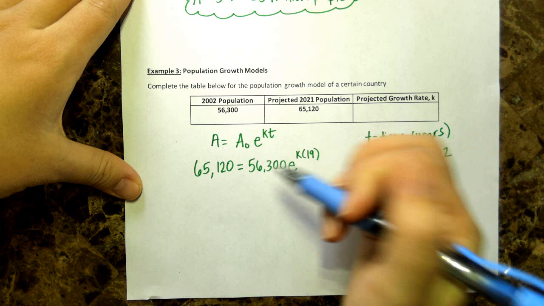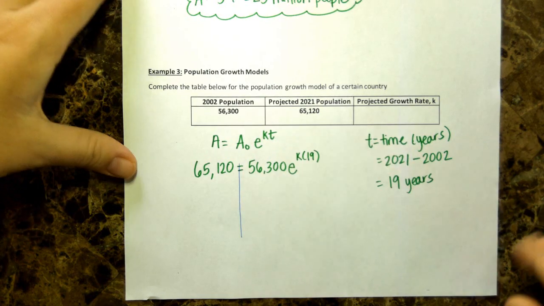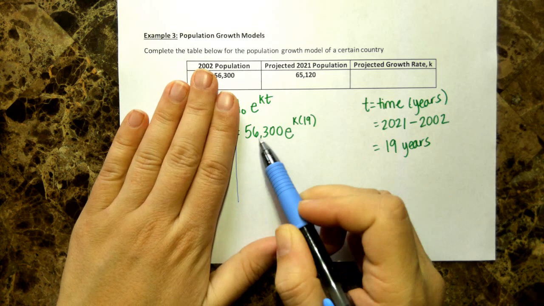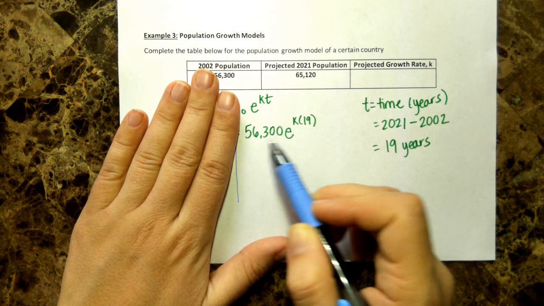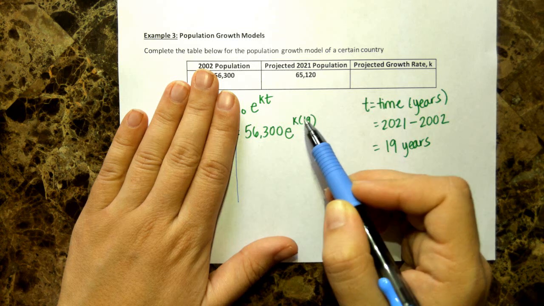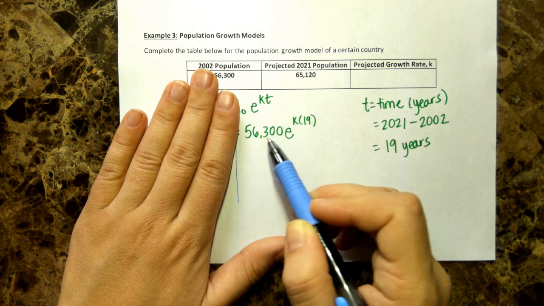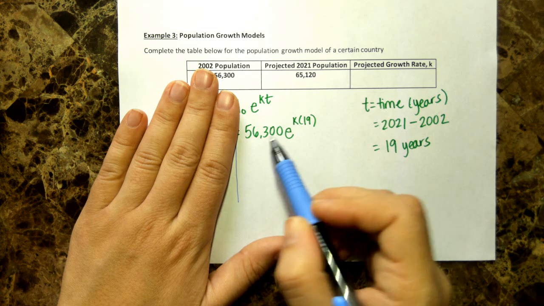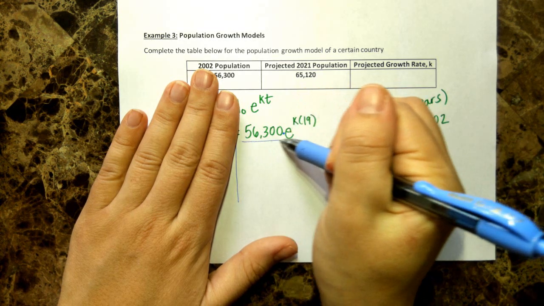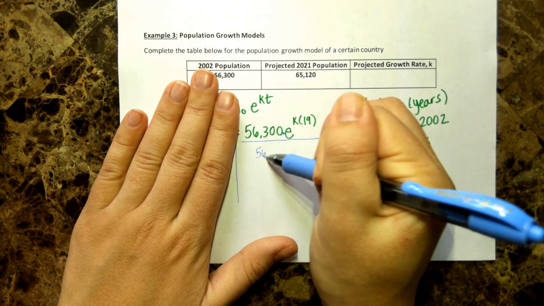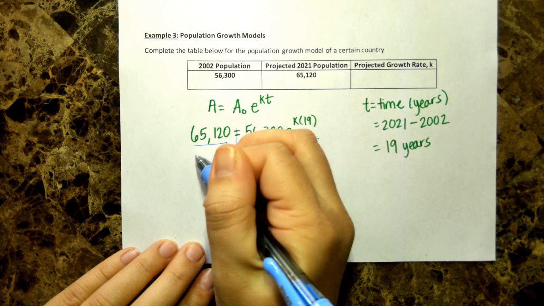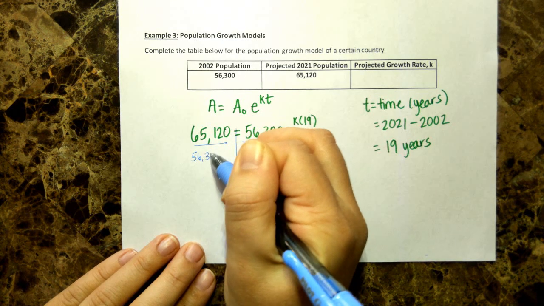Okay. All right, we know everything but k. That's the only thing we don't know. So I'm going to solve for k. I'm going to get rid of everything else but k. So I'm going to start with the right-hand side because that's where k is at. I do want to get rid of everything else. Always start with anything on the outside and then work your way in. The thing on the outside is this 56,300, which is being multiplied by e. So the opposite of multiplication is division. So I'm going to divide both sides by 56,300.